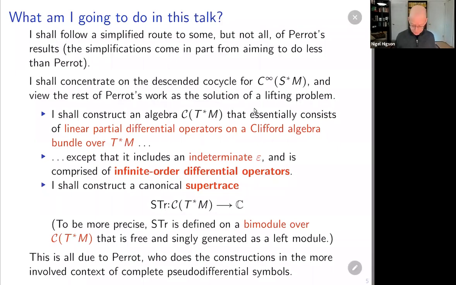There's a small parenthetical remark. This supertrace is actually defined on a bimodule, not on the algebra itself, but we'll get to that in due course. So everything that I'm going to tell you is due to Perrot, except I took, as I say, some kind of semi-classical limit. I formed some, I don't know, associated graded version of Perrot's work, and then it looks simpler and it's more suitable to introduce to you, I hope.